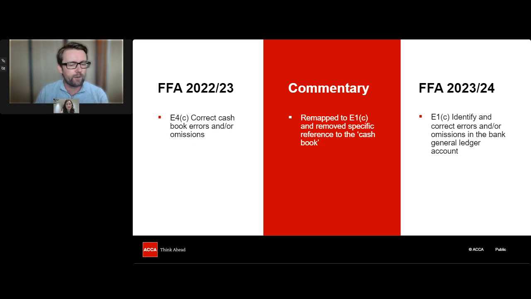And then here's one from FFA or FA, where we've tried to update the terminology. And again, it's ultimately still the same skill being tested, though. So learning outcome E4C has been remapped to be E1C, and we've removed the reference to the cash book. And instead, the learning outcome now just reads as identify and correct errors and/or omissions in the bank general ledger account. And you'll see it's also slightly broader to cover those instances where you might need to spot what the error might be, rather than simply being told what the error is.